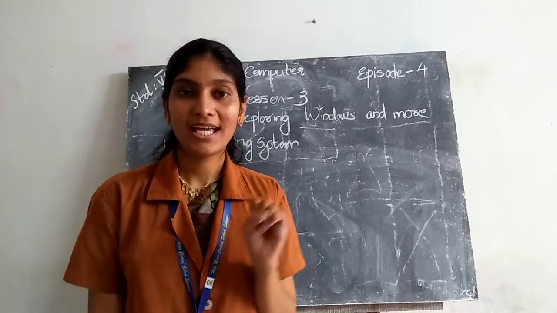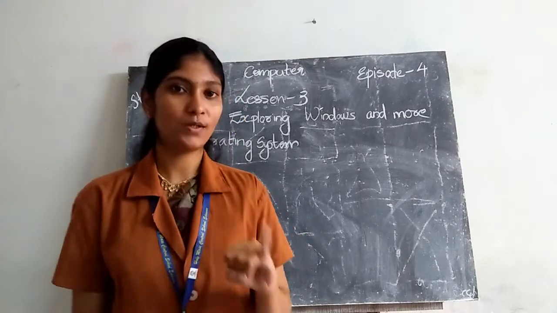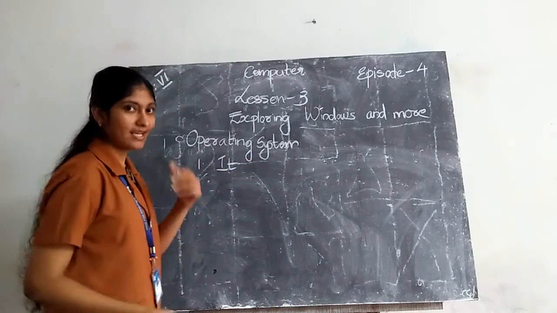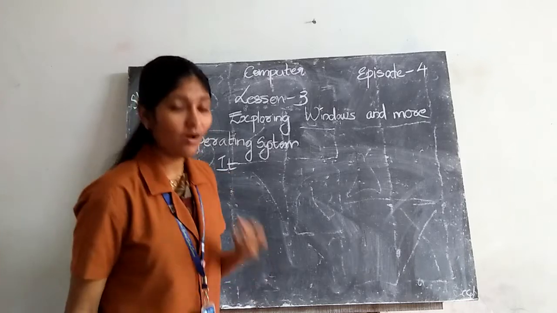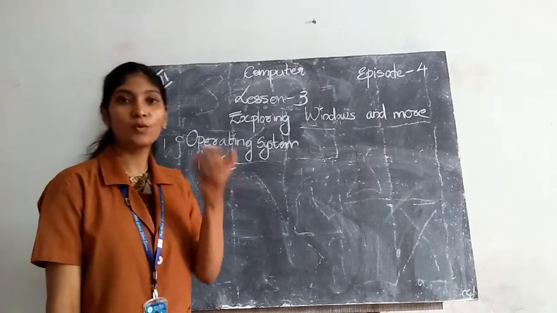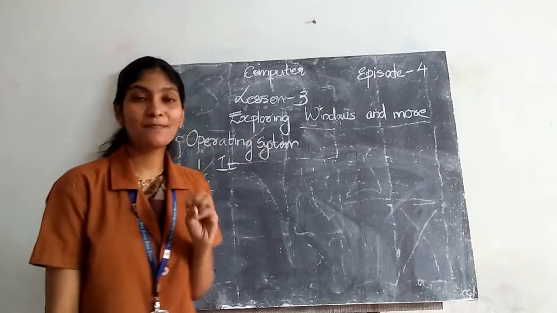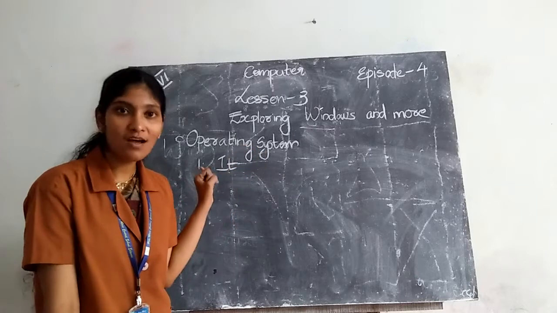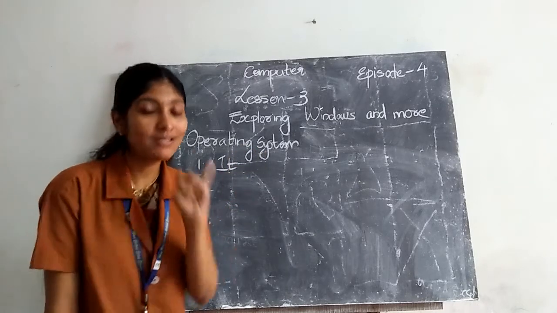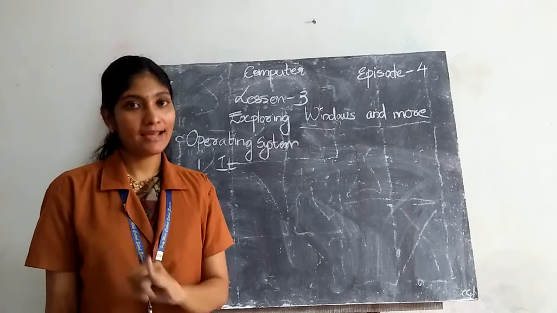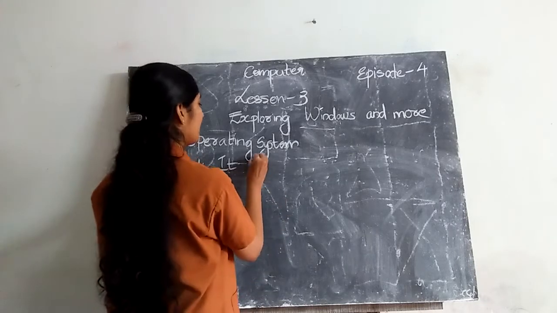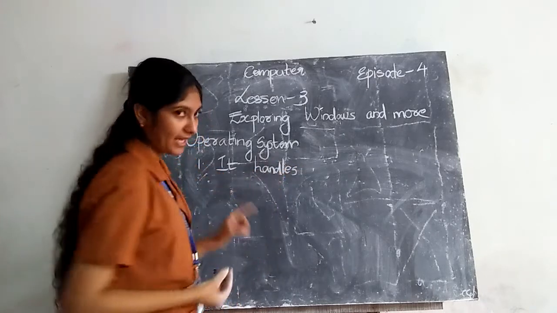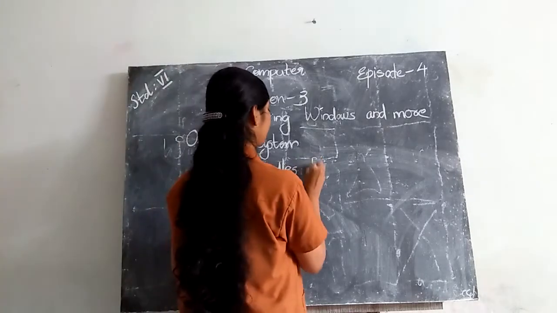Operating system definitions, first point: it handles files and folders. It manages how to open a file, how to save a file, how to move a file into a folder. That is the process in files and folders. This type of process is done by the operating system. So first point, it handles files and folders.